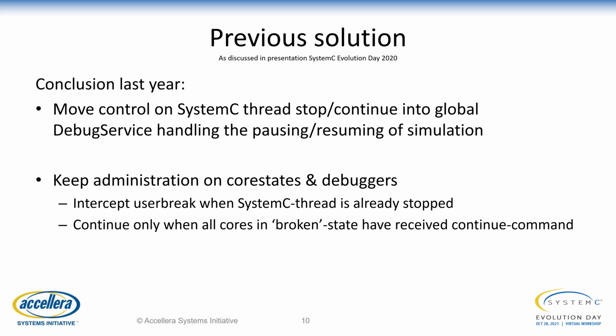And basically, if the SystemC thread was already stopped, I had to intercept the user break command from the debugger and continue only when all cores in broken state have received the continue command. So I had to keep the administration between what the debuggers expected and what the system simulation is supposed to do. I had to keep an accurate administration of that. And I'll come to that later on, how I do that.